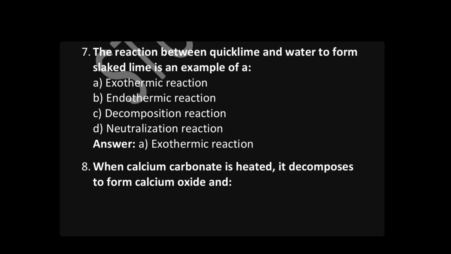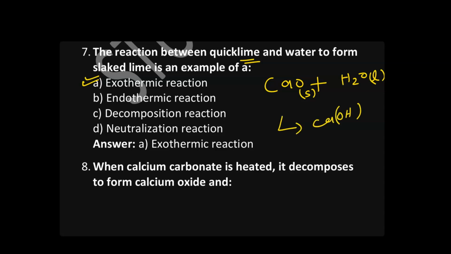Question number 7. The reaction between quicklime and water to form slaked lime is an example of exothermic reaction. When quicklime, CaO, reacts with water, CaO is present in a solid form, water is present in a liquid form. When it reacts, what is formed? Calcium hydroxide. And heat is also released. So it is an exothermic reaction. In an endothermic reaction, heat is absorbed. Now move on to the next question.